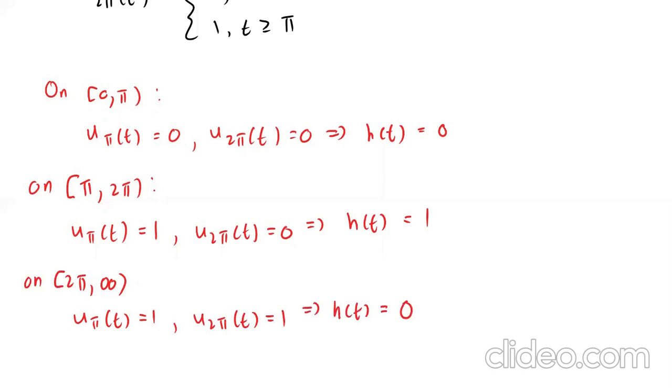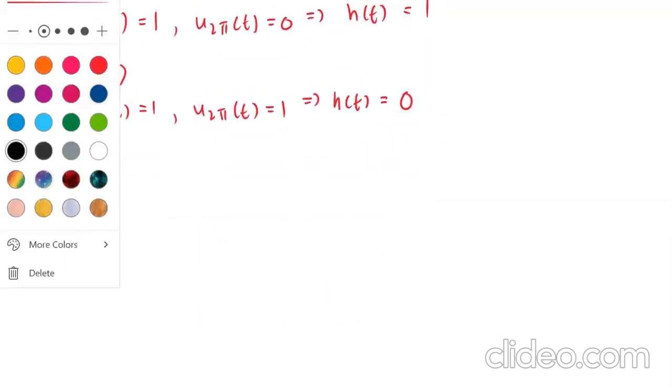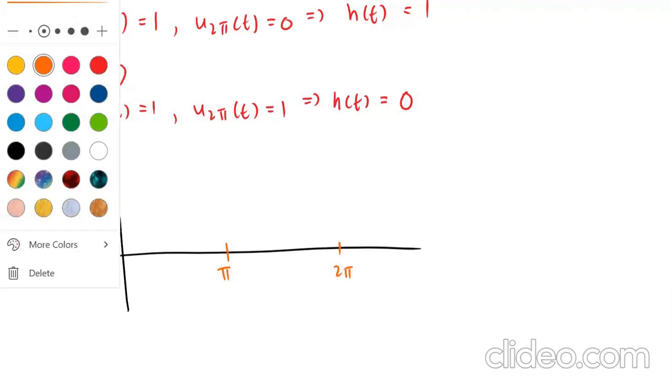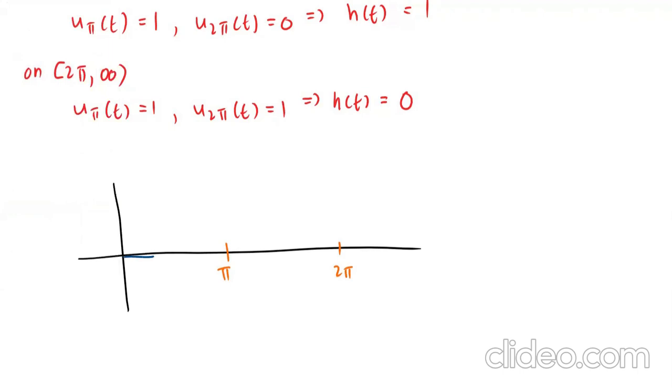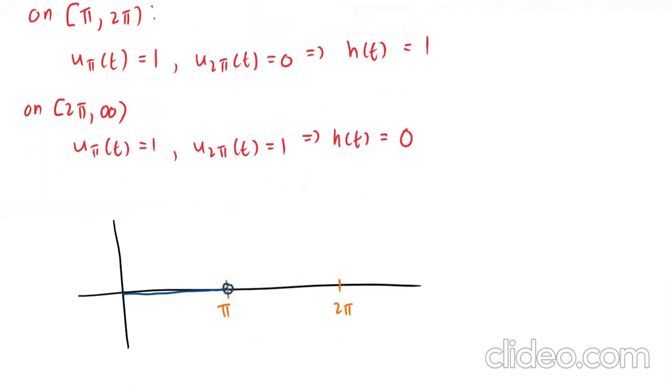Okay. So what does this function look like if we graph it? We're going to label pi and 2 pi. Let me use a different color, blue. From 0 to pi, the function is 0. Then at pi, it jumps up to 1. And then at 2 pi, it jumps down back to 0. And it goes on like that. So this is the graph of h of t.